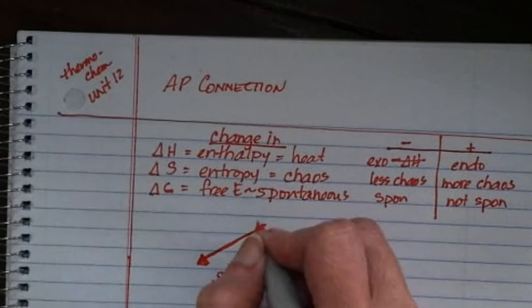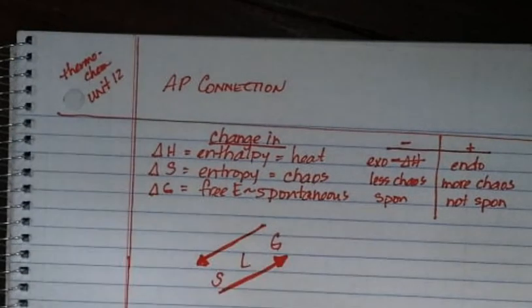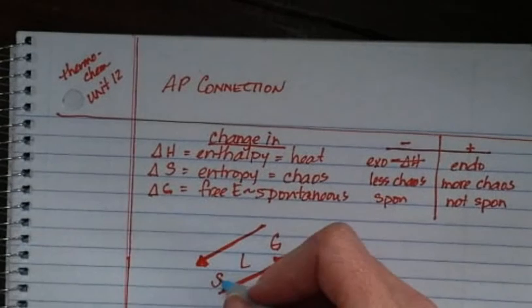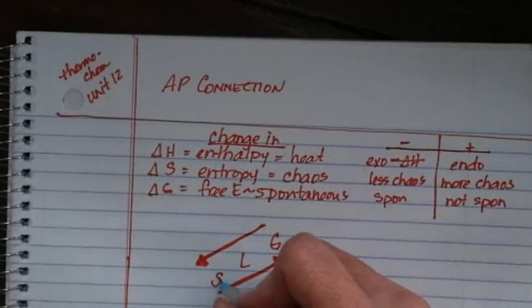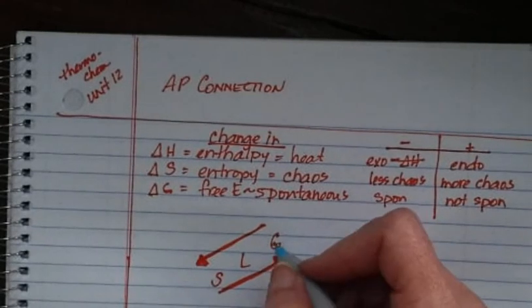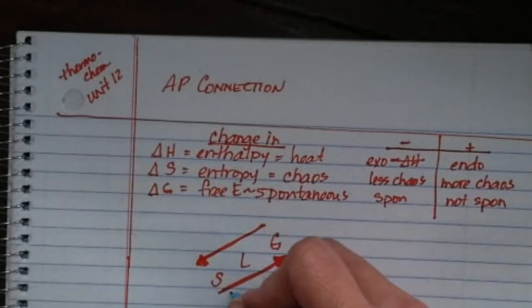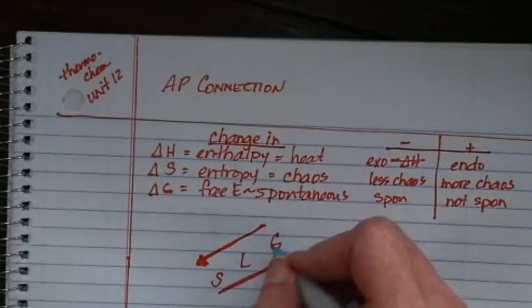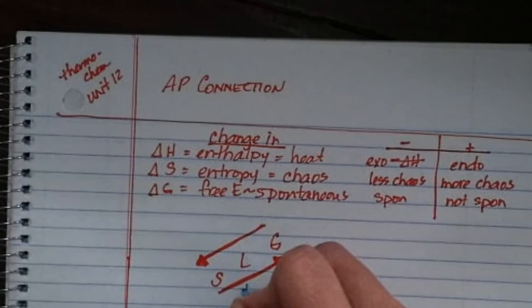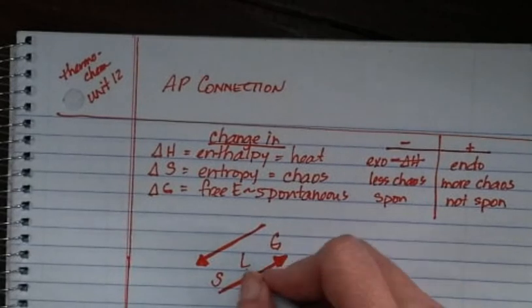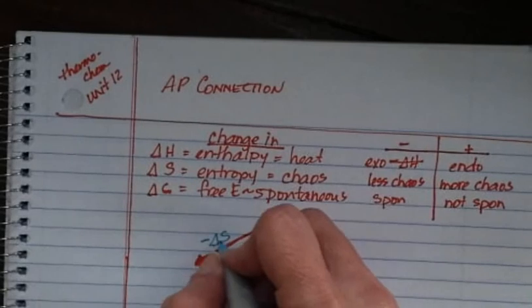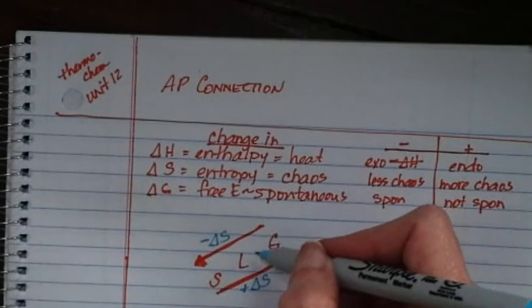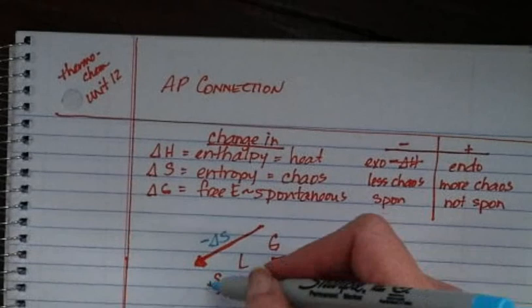Okay, so let's look at delta H and delta S. Which is more chaotic, the molecules in a solid or the molecules in a gas? Well, the molecules in a gas are more chaotic. So as we go from a solid to a liquid to a gas, what we have is positive delta S. It becomes more disordered. That means going back the other way has to be a negative delta S. It becomes less chaotic as you go from a gas down to a liquid down to a solid, right?